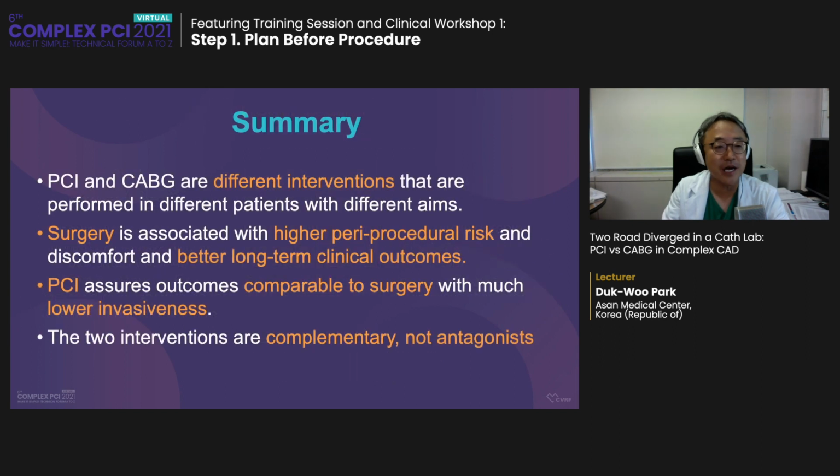And the last slide: PCI and bypass surgery are different interventions performed in different patients with different aims, performed by interventional cardiologists versus cardiac surgeons. Surgery is associated with higher peri-procedural risk and discomfort, but better long-term clinical outcome. PCI assures outcome comparable to surgery with much lower invasiveness. The two interventions are complementary, not antagonistic. Thank you for your attention.